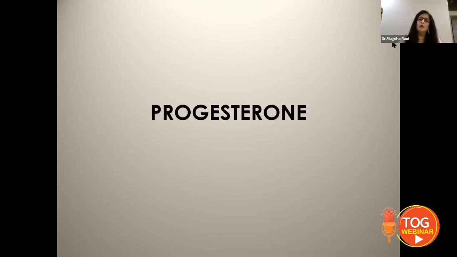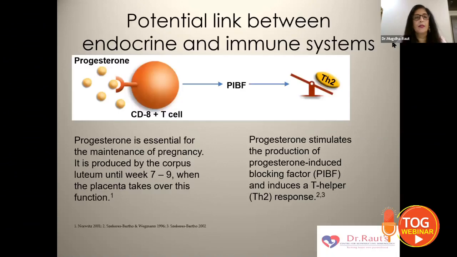The next we come to is progesterone, which we all widely use. But why progesterone? Now, progesterone, as we all know, is essential for the maintenance of pregnancy. It is produced by the corpus luteum until week 7 to 9, when the placenta takes over this function.